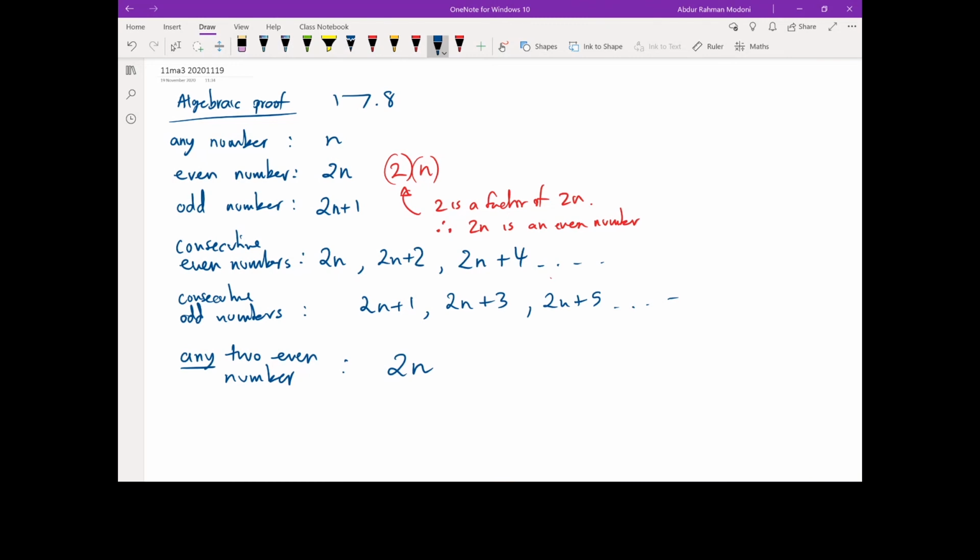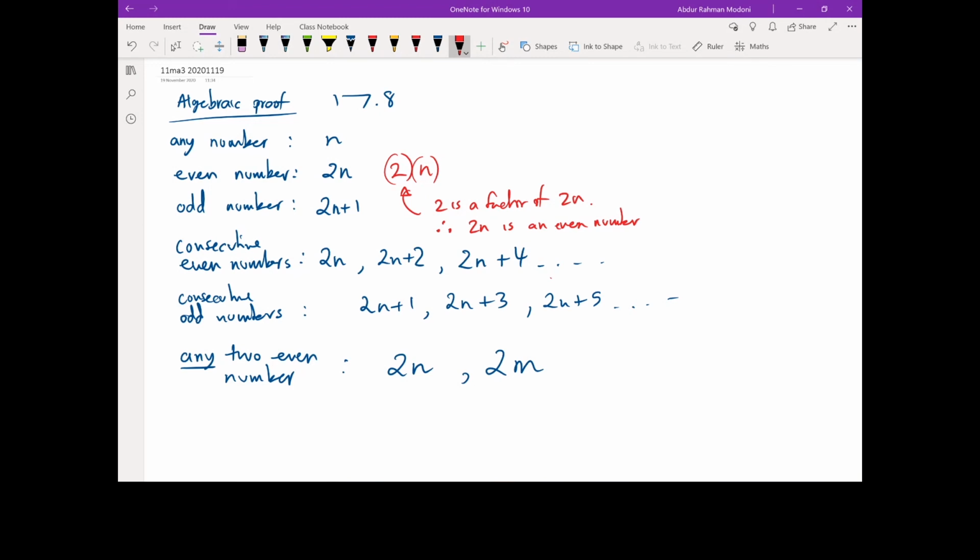Any two even numbers is represented whenever they say any two, not next to each other or anything, any relation. Without any relation, you would use a different letter to represent it. 2n and 2m, for instance. You have to introduce a different letter. Make a note about that. When they refer to any two, where there is no relation between one and the other, you have to call it a different letter. So here we've got 2n, and then we've got 2m. So they are any two even numbers.